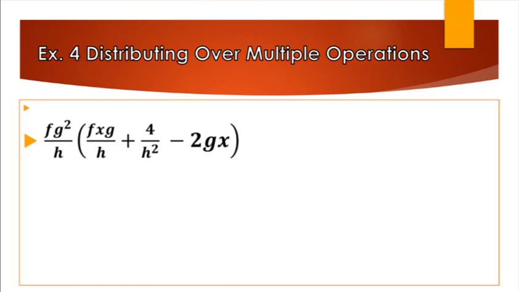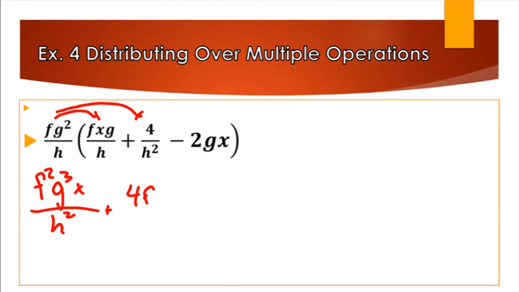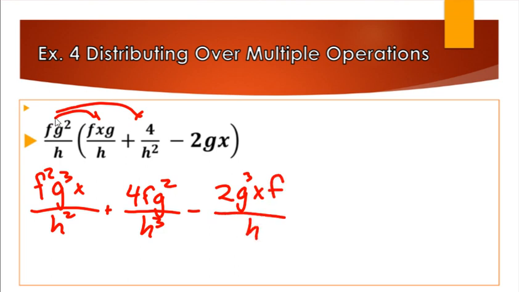And another problem. Here we go. We have f squared g cubed x over h squared plus 4 f g squared over h cubed minus 2 g cubed x f over h. Nothing's in common with the numerator and denominator. H is only in the denominator. H cannot equal 0.